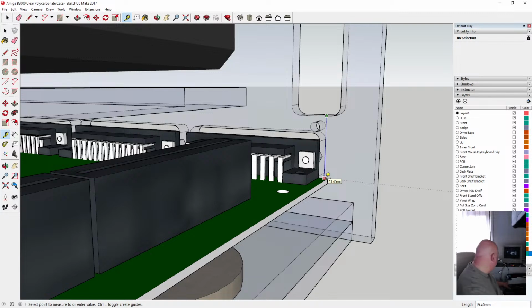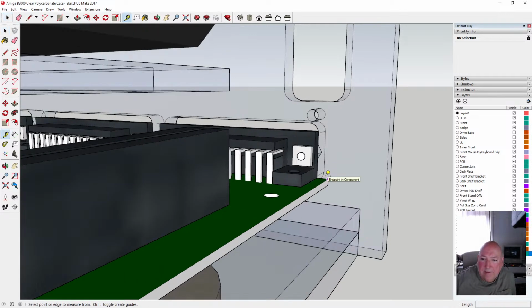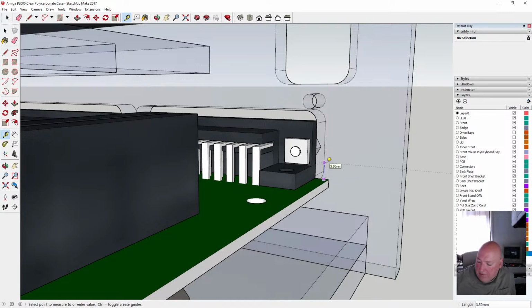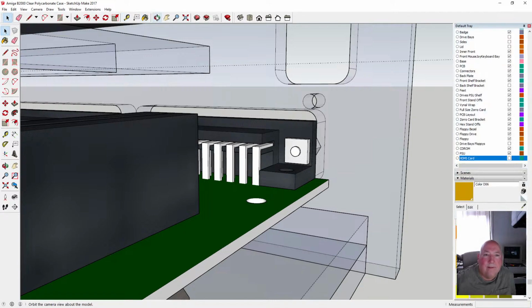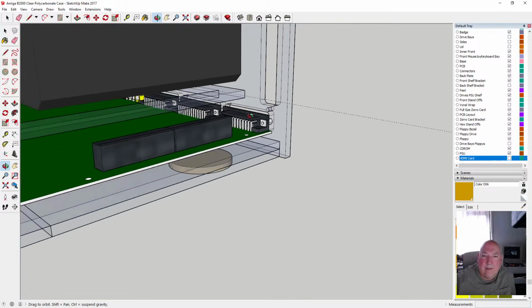19.4, and in reality we've got way out. 22, 23.5. So the whole thing has got to go up 23.5. So if I draw a line from here, from there, 23.5, that's where we've got to get to. So the whole thing's got to be moved up a bit.